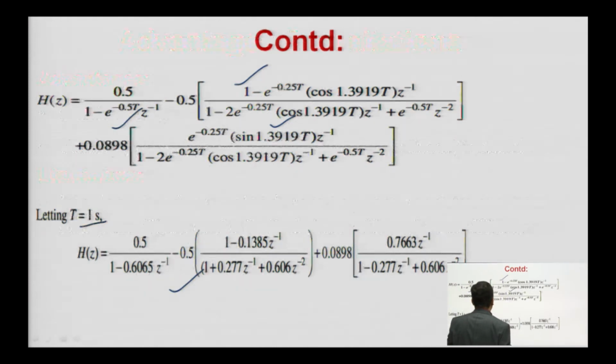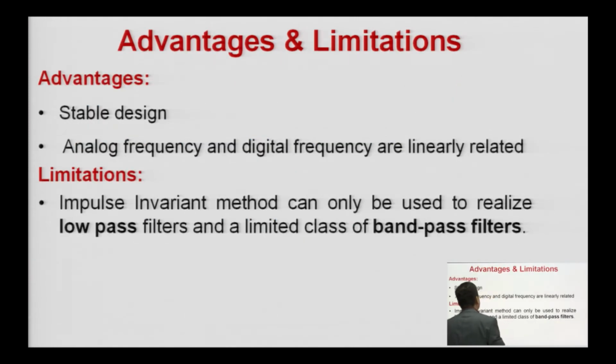Okay. So, next, now advantages and limitations of this method. What advantage can you say? It creates a stable design, and it is very easy here. Analog frequency and digital frequency are both linearly related, okay. It means the behavior between the analog frequency and digital frequency. We show analog frequency by Ω and digital frequency by ω, and these are linearly related, okay.